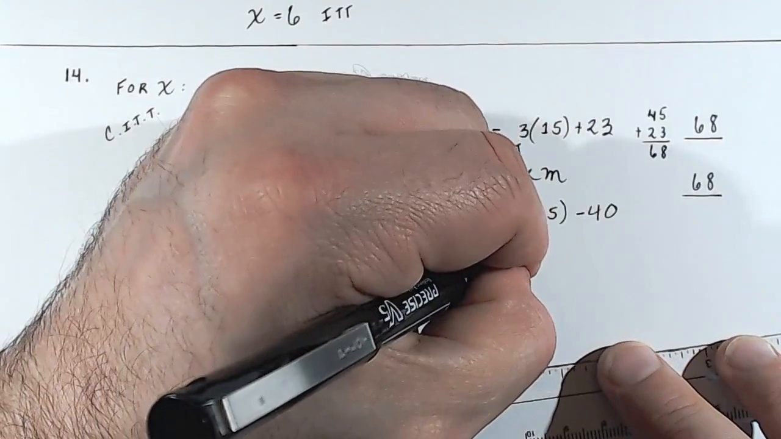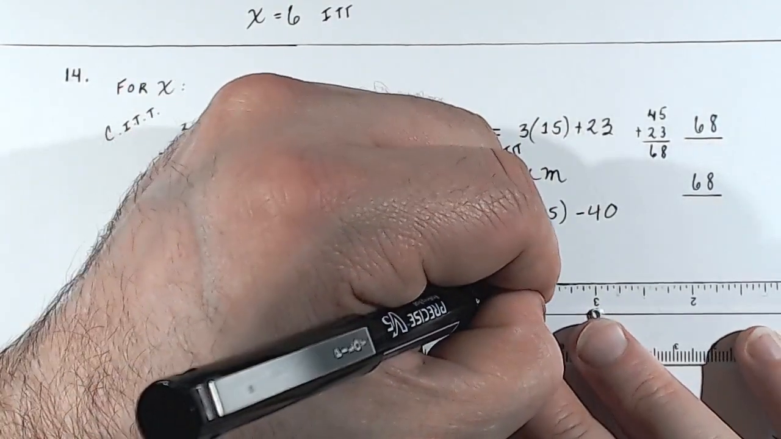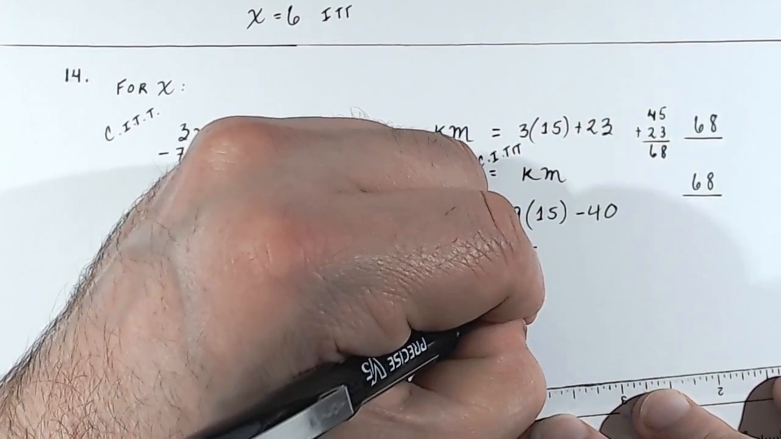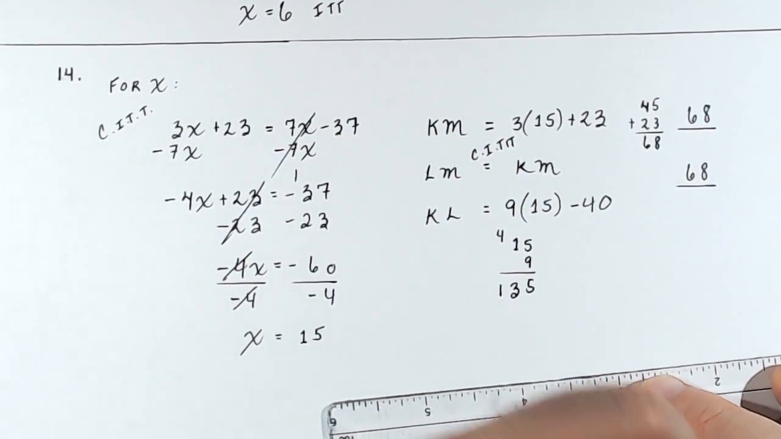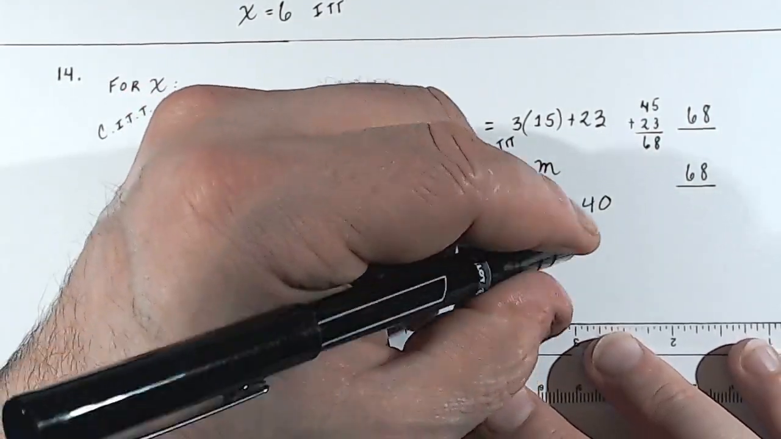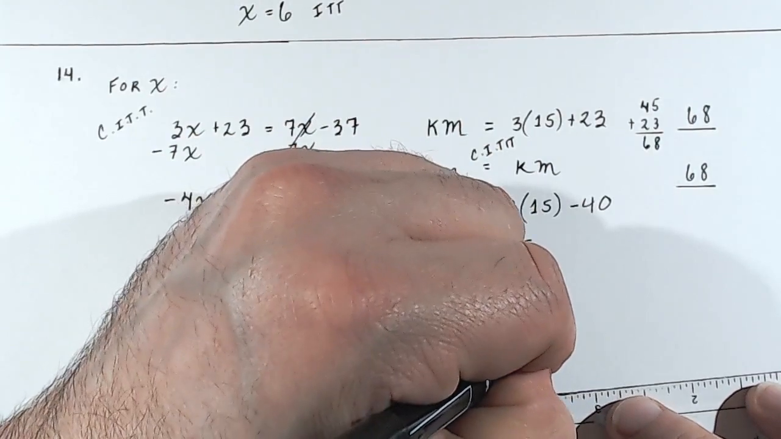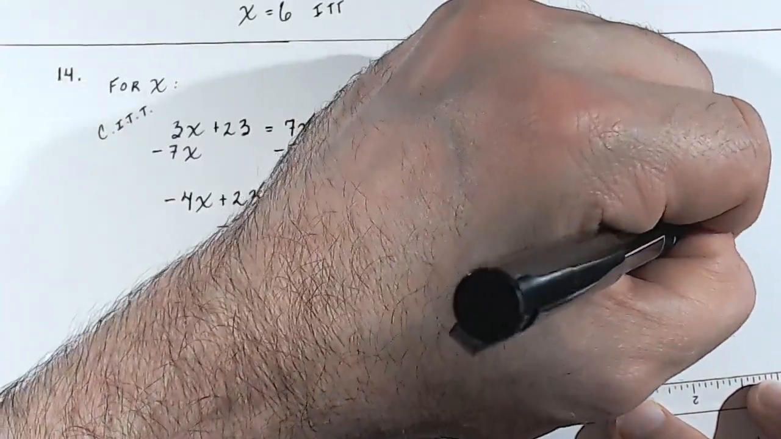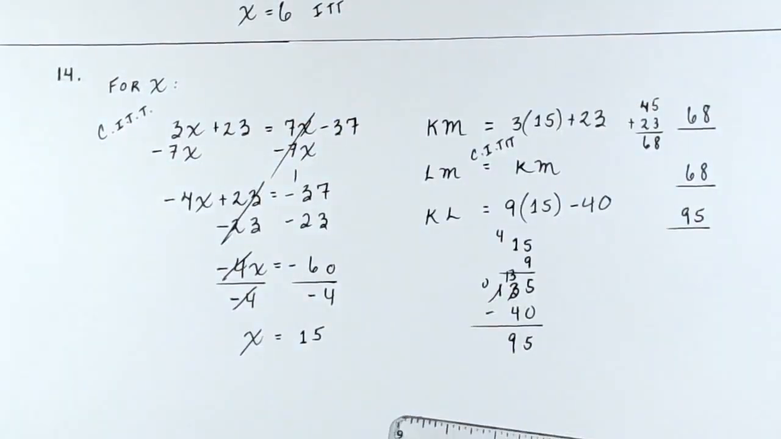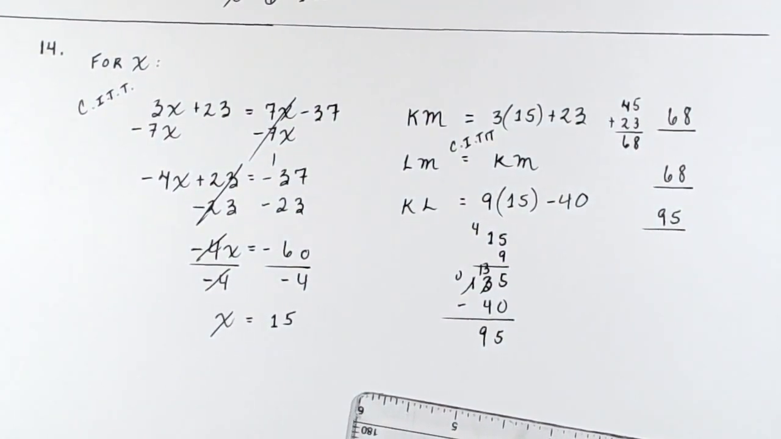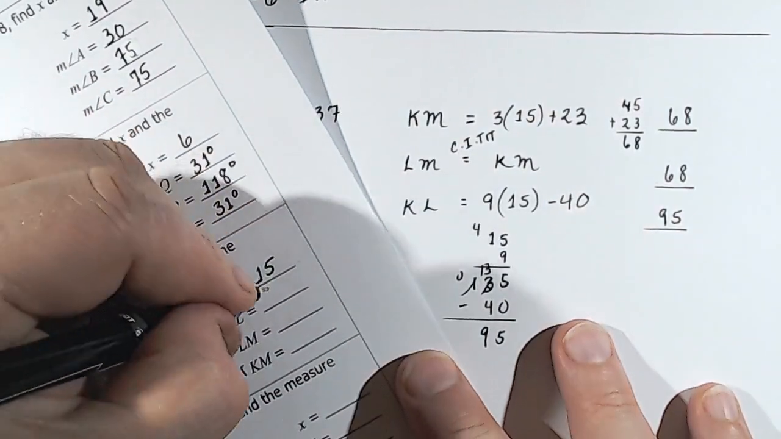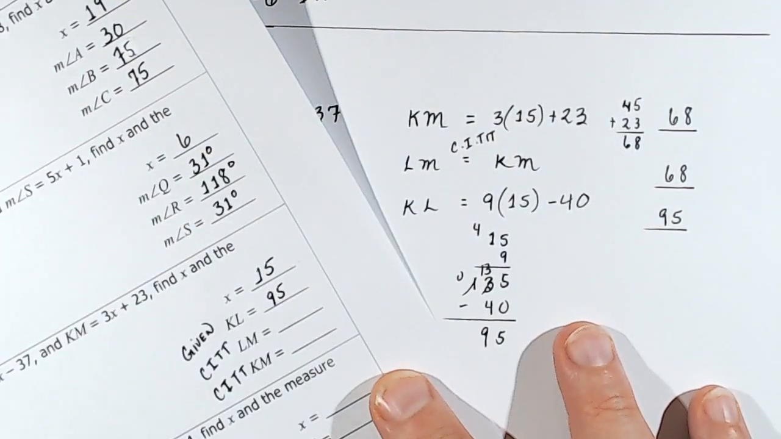And now we have to do 9 times 15. So I guess that would be 135 minus 40. I guess that would be 95. Okay, so KL is 95. There you go. So x is 15. KL is 95. LM is 68. And KM is 68.